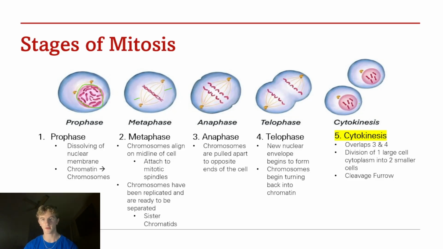And finally, cytokinesis. Cytokinesis is actually going to overlap number 3 and number 4, so anaphase and telophase. This is going to be the division of one large cell cytoplasm into two smaller cells. If you remember on the previous slide, we talked about how cytokinesis refers to the separation of the cytoplasm, which is all this open space in the cells, whereas mitosis is the separation of the nucleus. So by the time we finish telophase, the nucleus has been separated, so now we have to finish it out with cytokinesis where we are separating the cytoplasm.